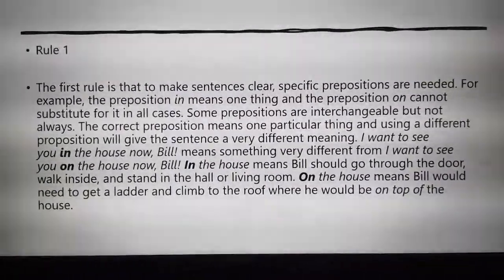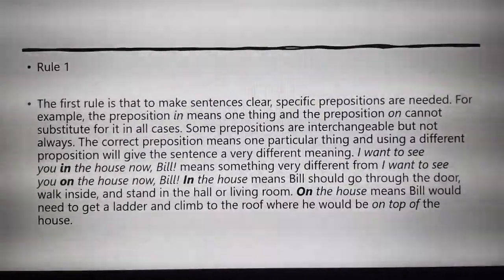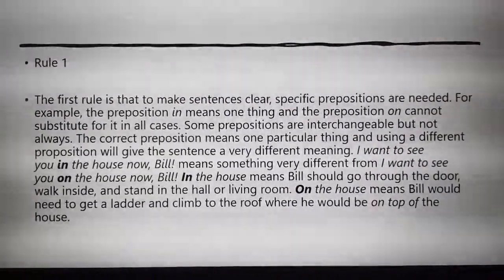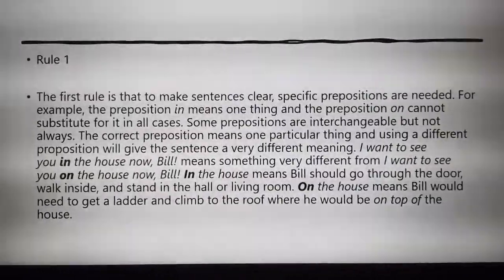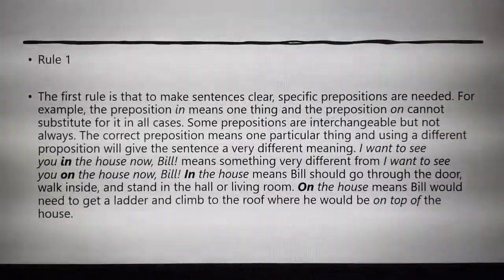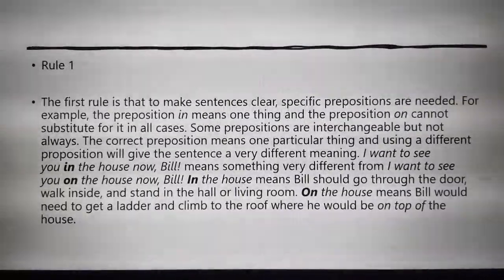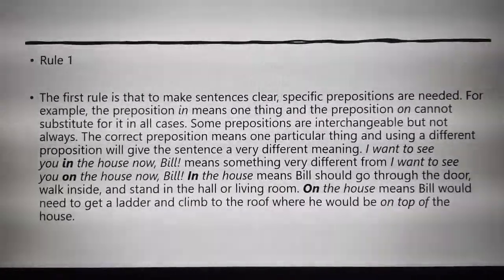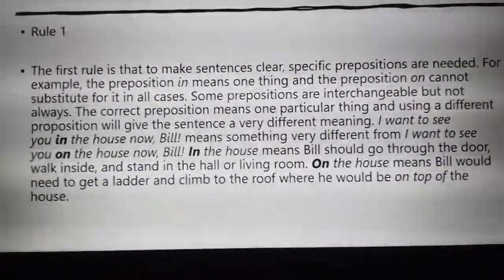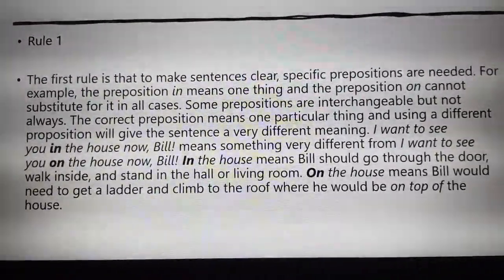So try to understand the rules. The first rule is that to make sentences clear, specific prepositions are needed. For example, the preposition in means one thing and the preposition on cannot substitute for it in all cases. Of course, we all know that nobody can use on in the place of in. Some prepositions are interchangeable, but not always. The correct preposition means one particular thing, and using a different preposition will give the sentence a very different meaning.